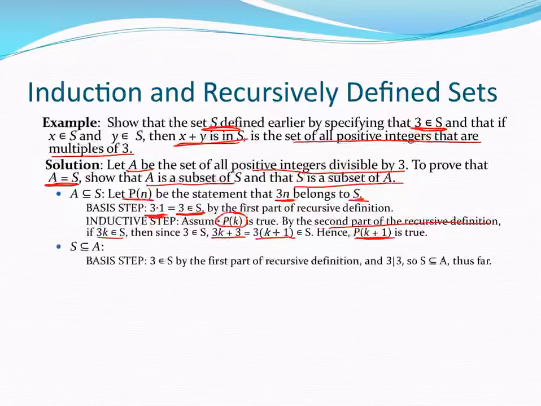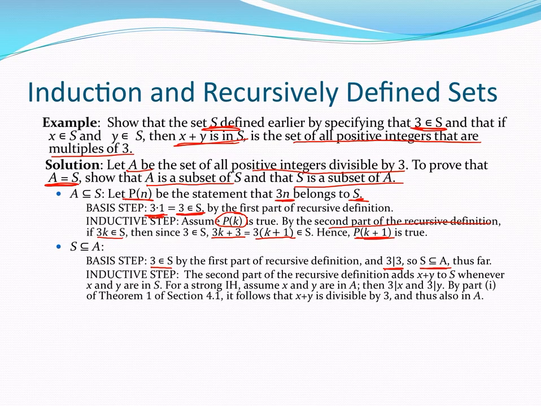All right, so that is, everything built up by the recursive definition is a multiple of 3. So 3 is an element of S, and 3 is divisible by 3, so S is a subset of A after the basis step.